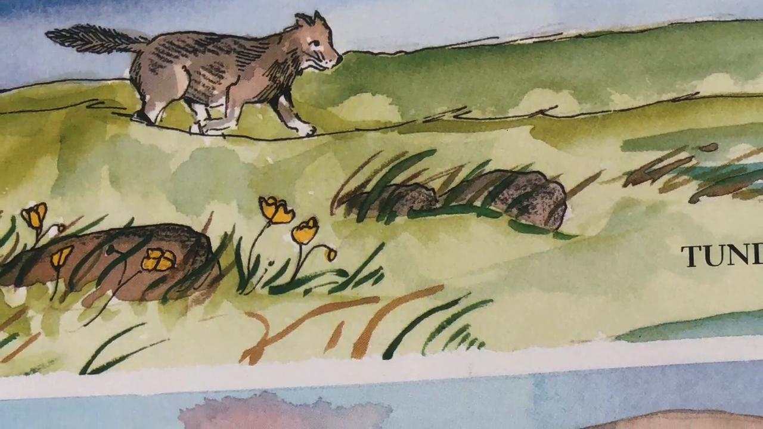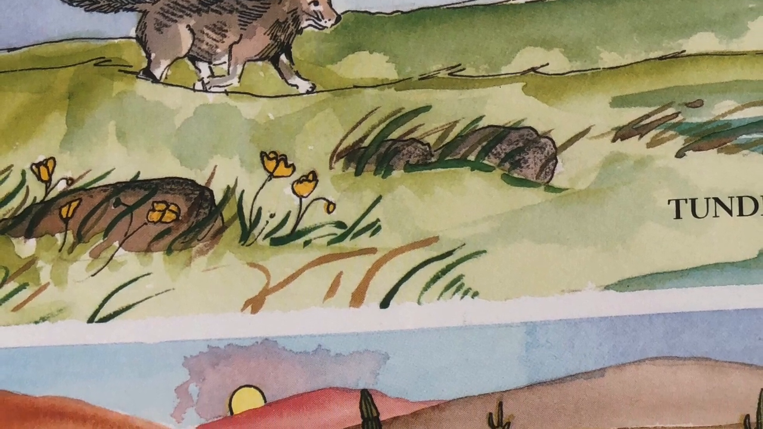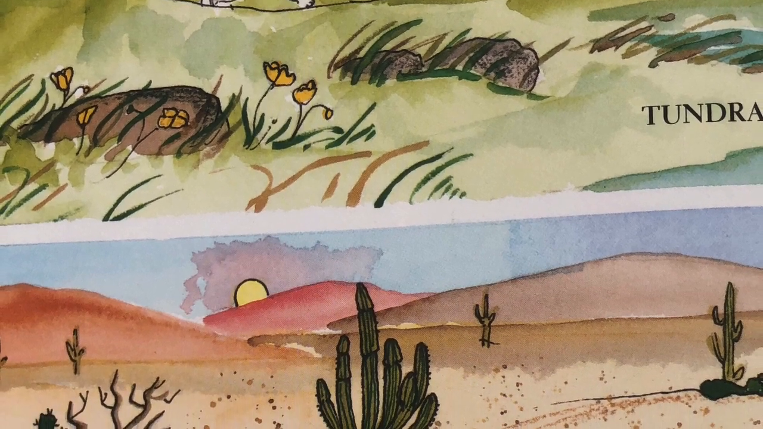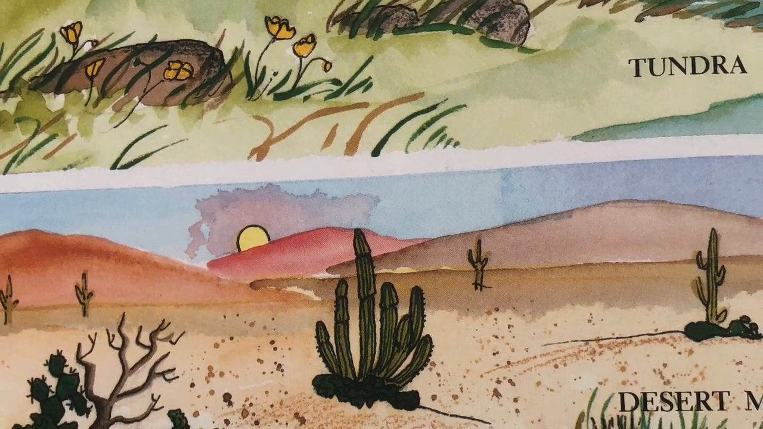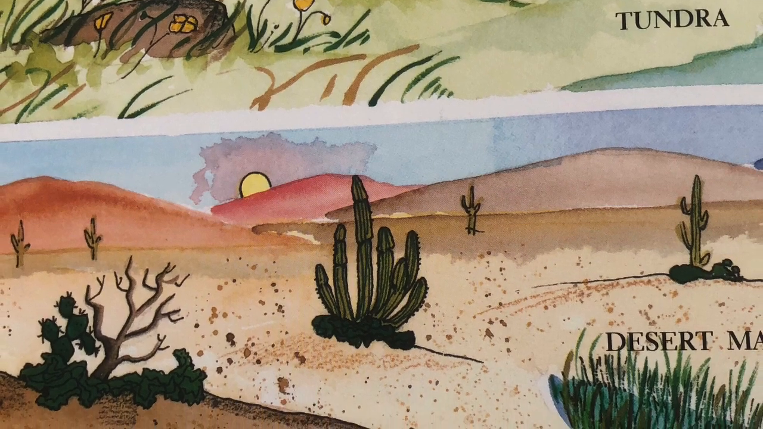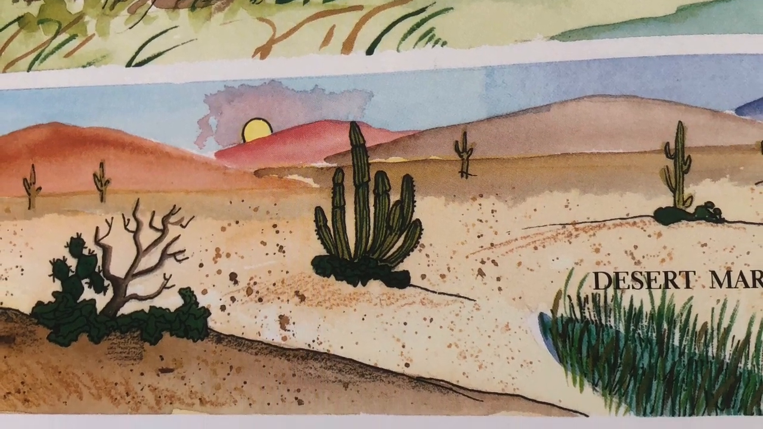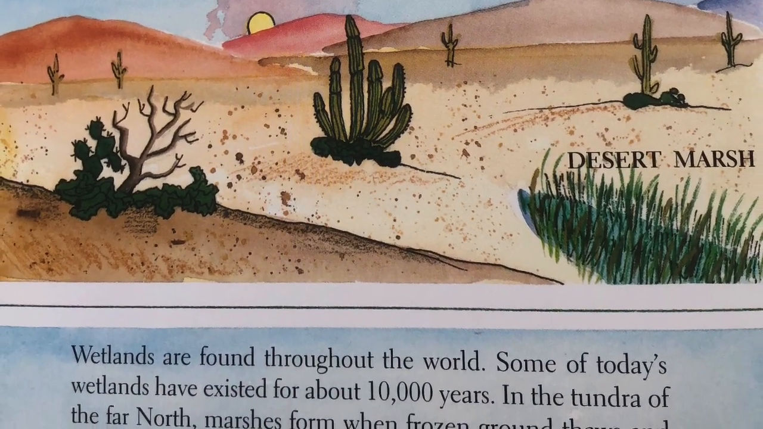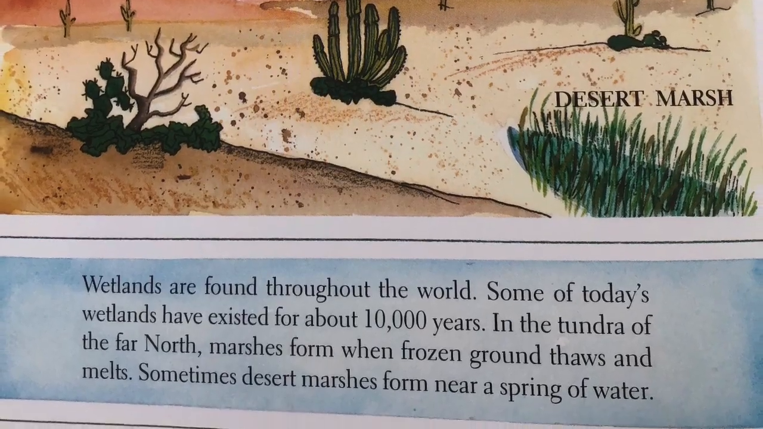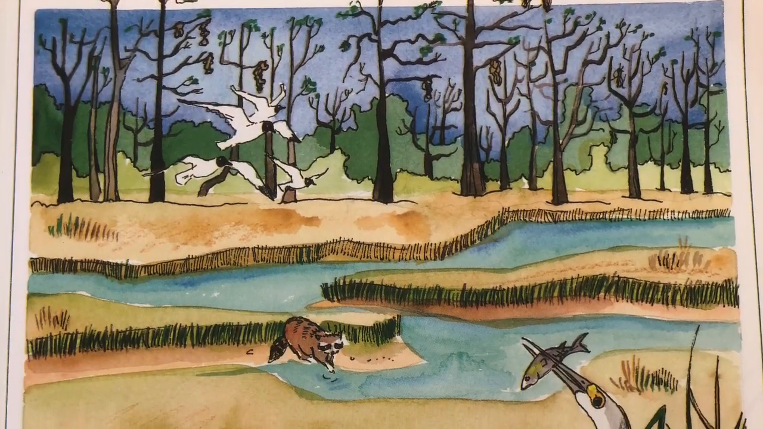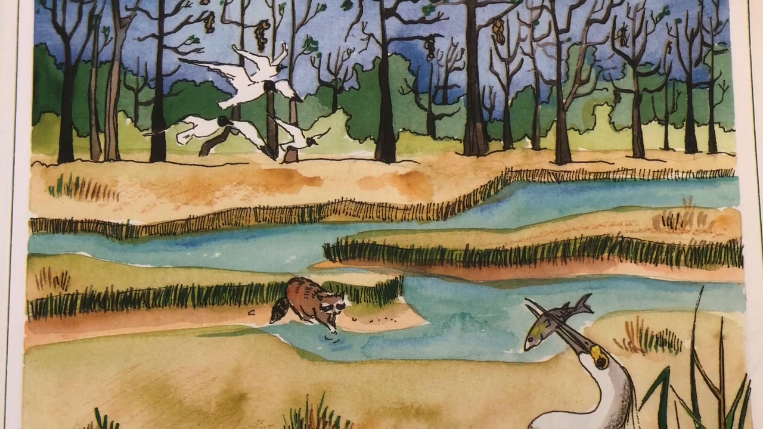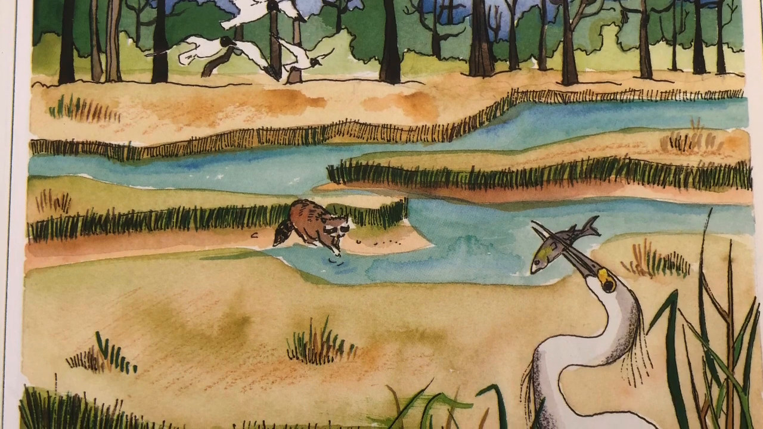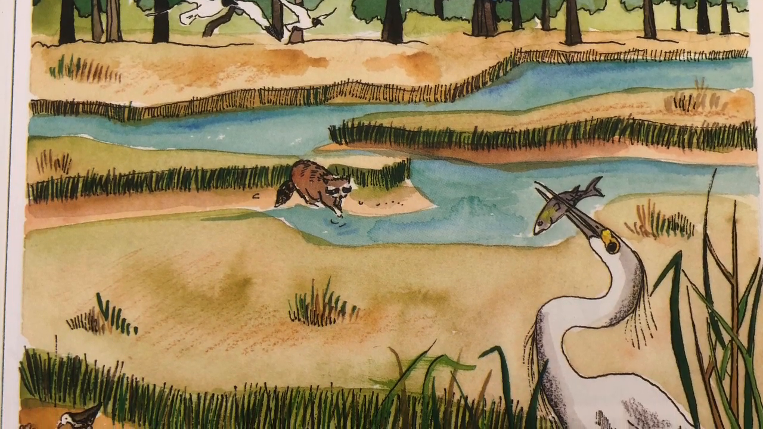Wetlands are found throughout the world. Some of today's wetlands have existed for about 10,000 years. In the tundra of the far north, marshes form when frozen ground thaws and melts. Sometimes desert marshes form near a spring of water. Marshes and swamps are found in open, wide lowlands along sea coasts and around ponds, lakes, and riverbeds.